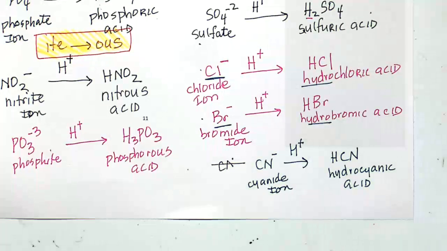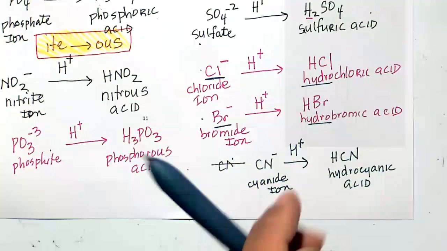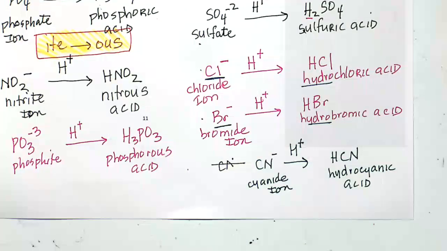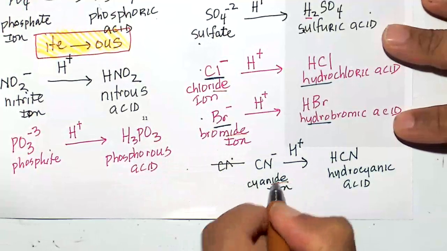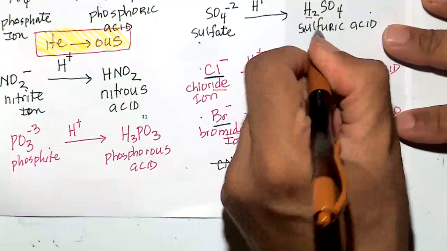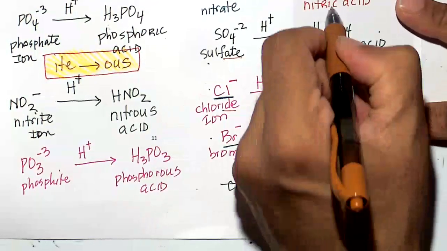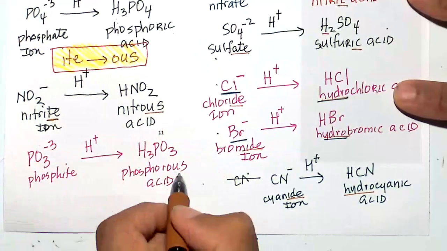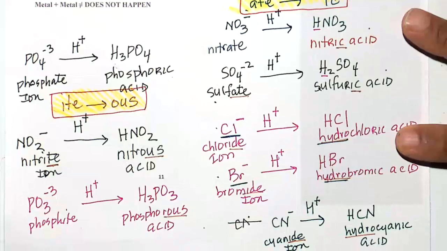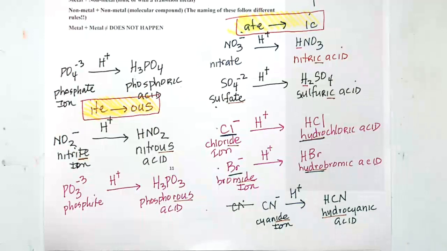So just for your future reference. That's a good question, because when to put the hydro in is a little confusing, but as Gerardo, our classmate, said, for ide you put the hydro in and the ic. For ate, you put the ic in. For ite, you put the ous in. It takes some practice getting used to, but at least you have that preliminary exposure.